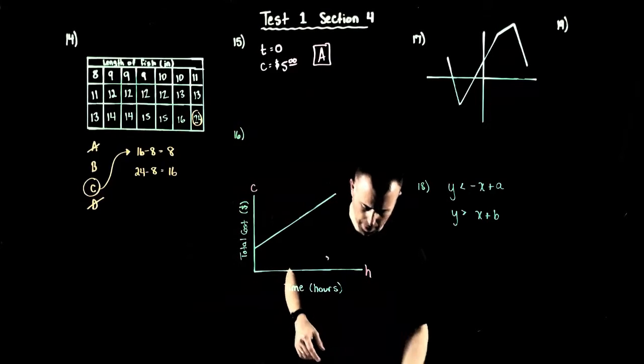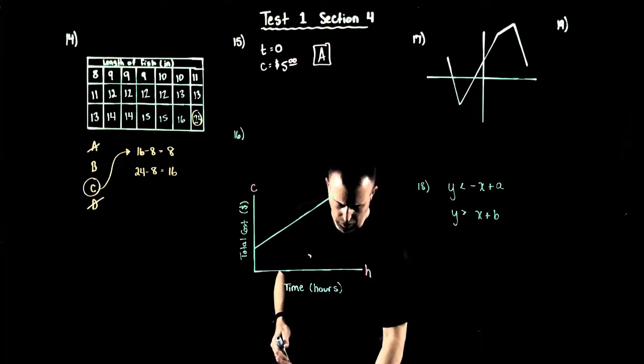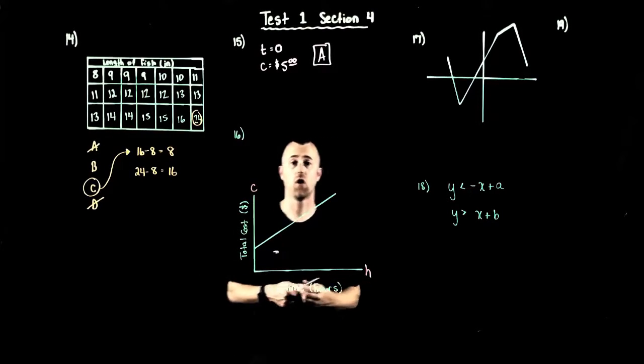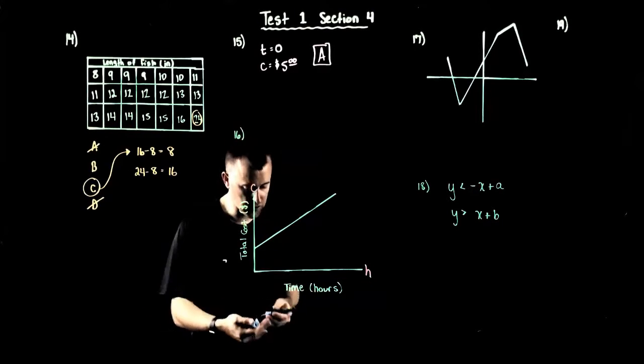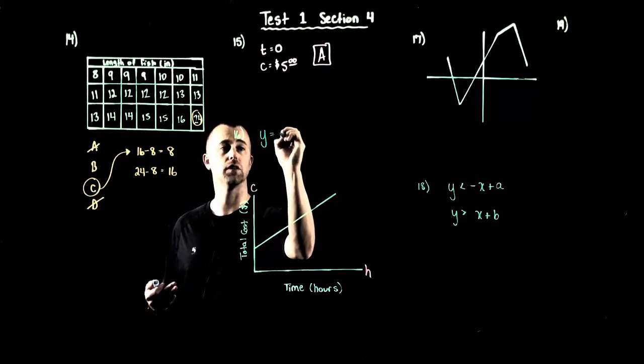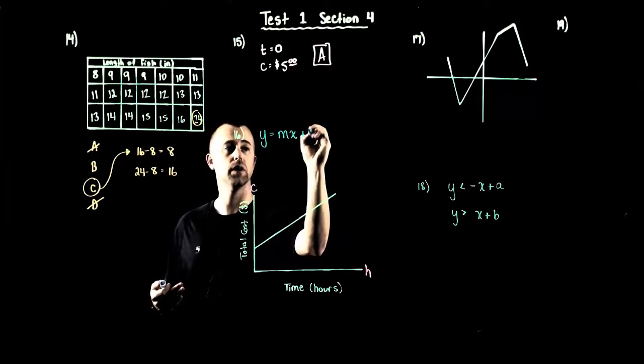Number 16 says, which of the following represents the relationship between H and C? Now what you want to notice here, all they're doing is asking for an equation. You'll see all these are basically written in slope-intercept form. So I want to kind of write this out, y equals mx plus b.